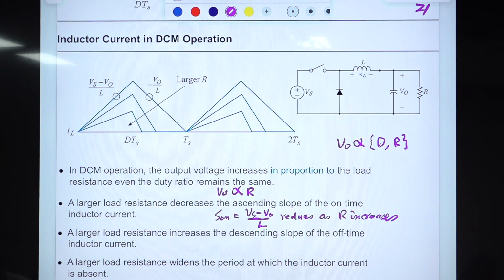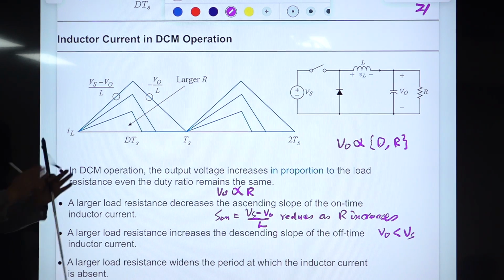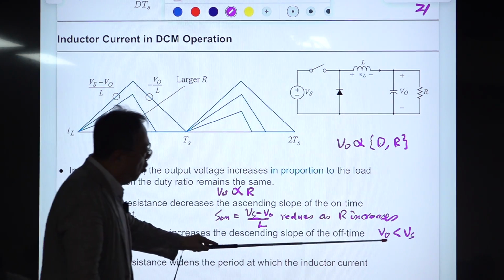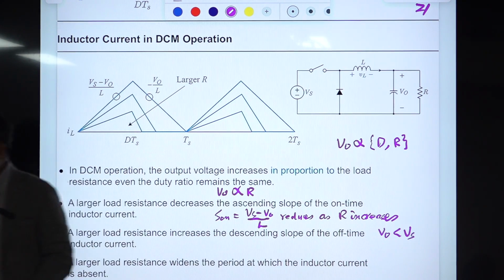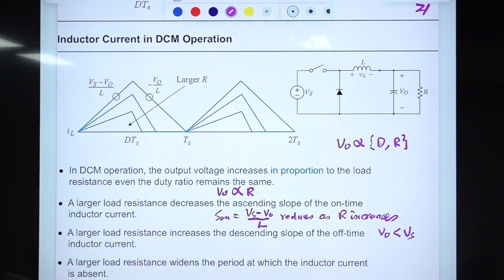Okay, of course, the output voltage is always smaller than the input voltage. This is a buck converter because we are filtering the rectangular waveform formed from the input voltage, so the output voltage must always be smaller than the input voltage. But this is true regardless of operational mode. And the off-time slope is minus VO divided by L. This one increases in the negative direction.